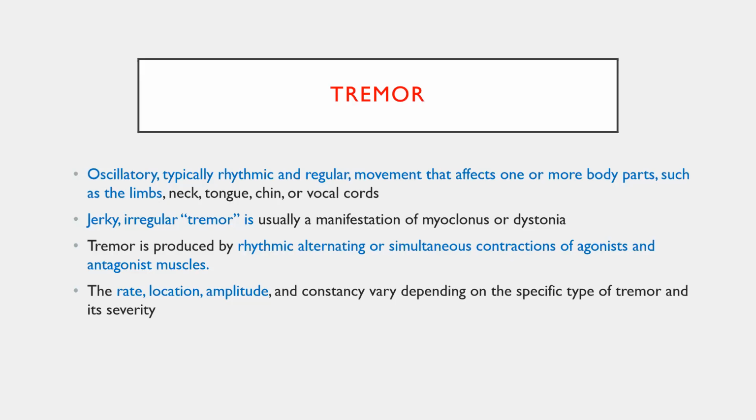Next, we'll come to tremor. This is an oscillatory, rhythmic, regular to-and-fro movement of one or more body parts, most commonly due to alternating contraction of agonist and antagonist muscles. Tremors can occur in myoclonus or dystonia also, but dystonic tremors will be very irregular, and myoclonic tremors will have a jerky component. Rate, location, and amplitude constantly vary depending on the specific type of tremor. We'll discuss the tremor.